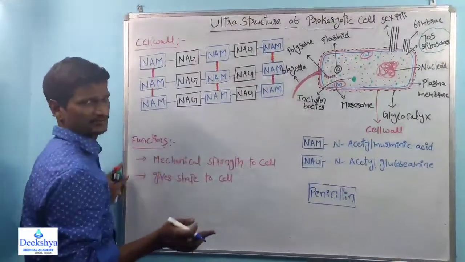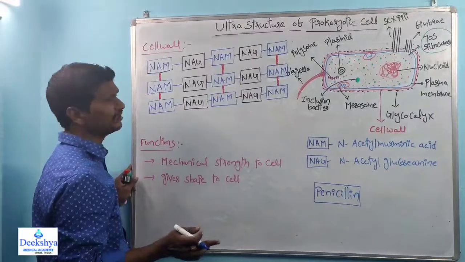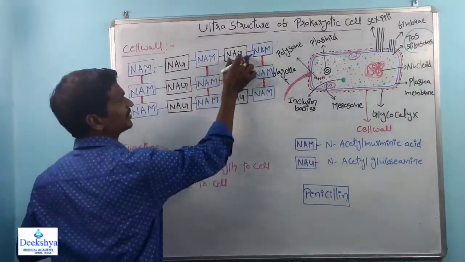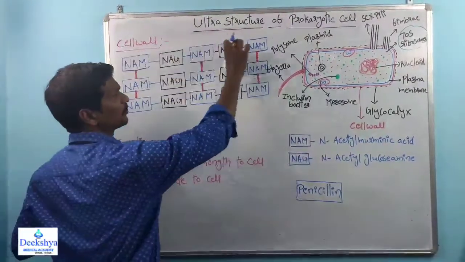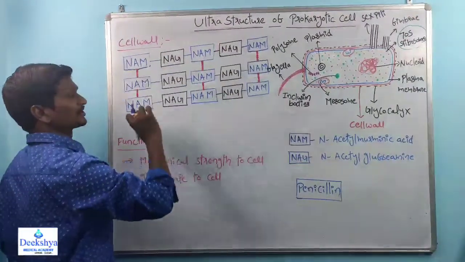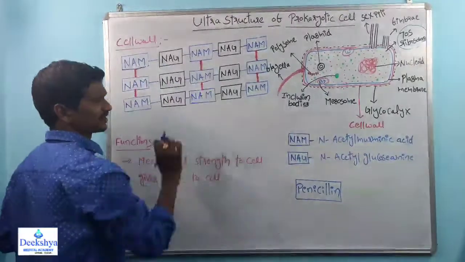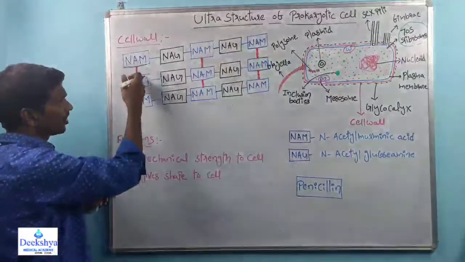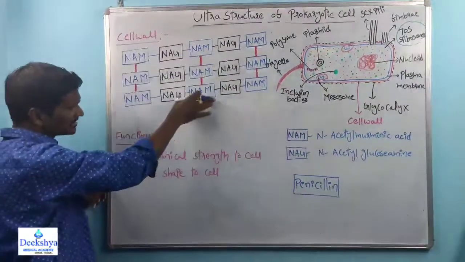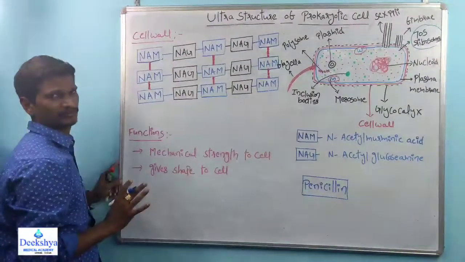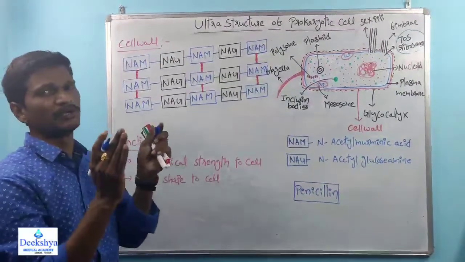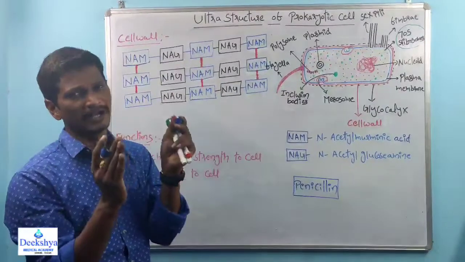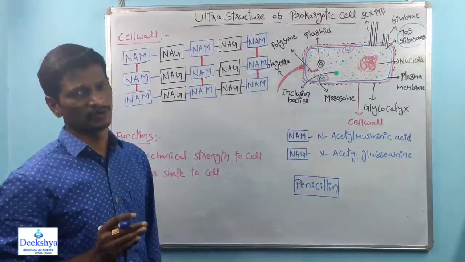Many NAM and NAG residues are polymerized. For suppose NAM, NAG, NAM, NAG, NAM, NAG, right? These form one layer, one single unit structure, and another unit structure, and another, and crosslinks are formed between NAM residues. Finally, all these units are combined and produce the cell wall.